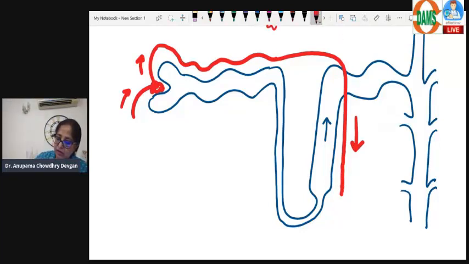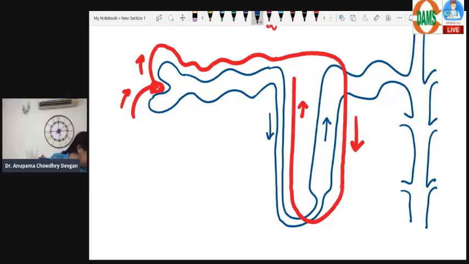Then, this Vasa recta also makes a U-shaped turn. Now, the ascending limb of Vasa recta is associated with the descending limb of the loop of Henle. I made you write, I said the two limbs of Vasa recta are countercurrent with each other and with the loop of Henle. Right?